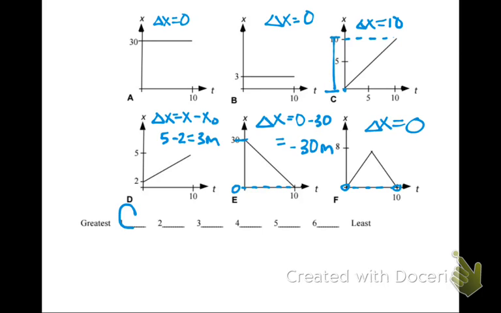We should end up with C, D, A equals B equals F, and then finally E. All right. Who got it right? I just misplaced the E. Yeah, the E was in front. Okay, no, there's tricky ones in there.